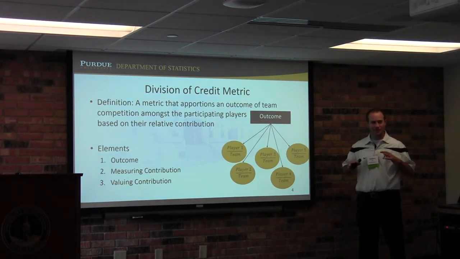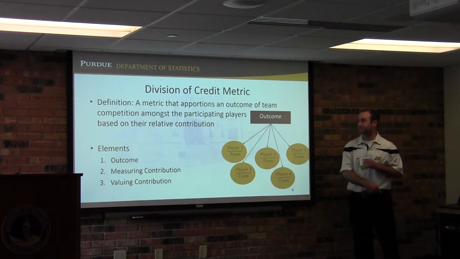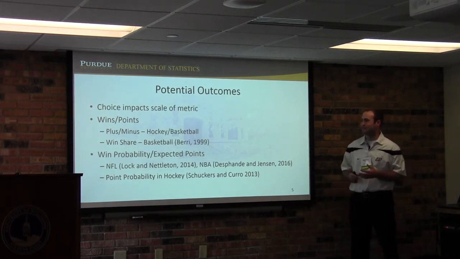So the idea is that you're going to have some kind of outcome that's happening during gameplay. You're going to have some measure of contribution, and then you're going to use a relative value of that contribution to split the credit directly amongst the players. In terms of potential outcomes, I think most obvious are to split up a win directly or to split up the points directly. You can think of the plus minus that's used in basketball or hockey as a way to split points.